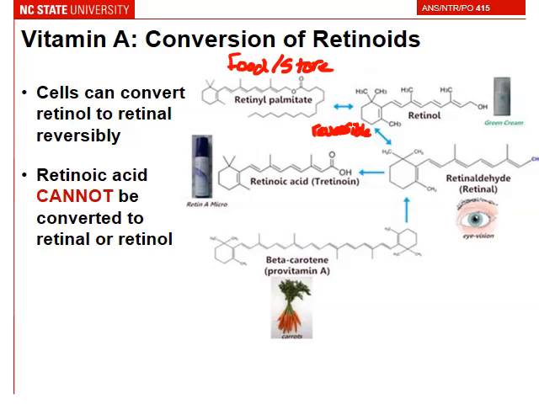So this reaction is reversible. We can add a palmitate and we can take it off to where we have retinol palmitate. In addition, you can see here going from our retinol to our retinal or retinaldehyde that this is also reversible. So we can interchangeably go between retinol and retinal back and forth.